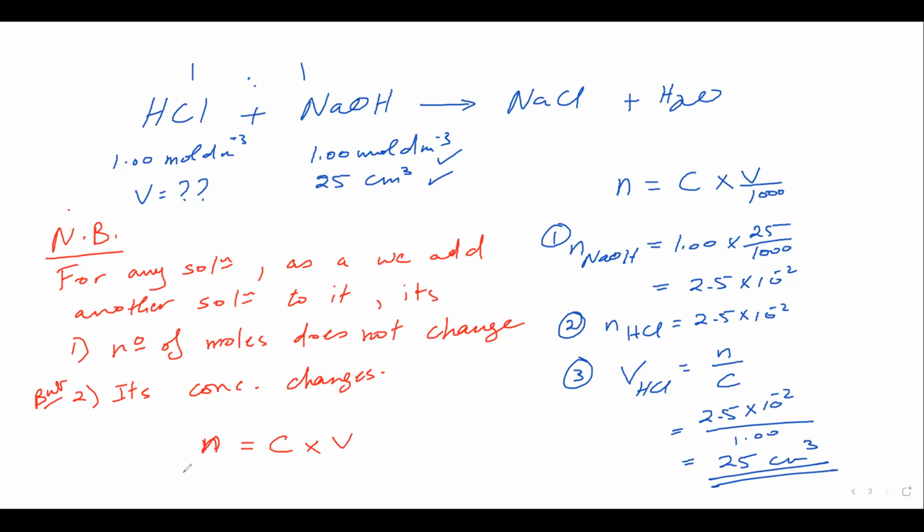The number of moles does not change, but if the volume is increasing, then the concentration is decreasing so as to get the same number of moles at the end. The number of moles of any solution does not change. But if you are adding another solution to your solution, this means that the volume of the solution is increasing, and for the number of moles to be the same, the concentration will decrease. Do you understand what I mean, or do you have a question?